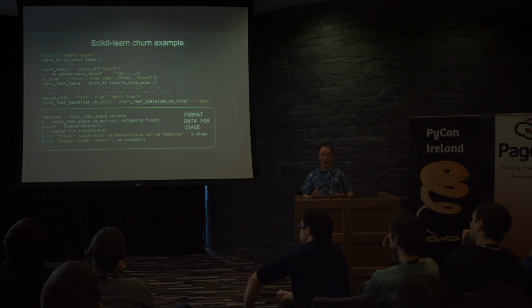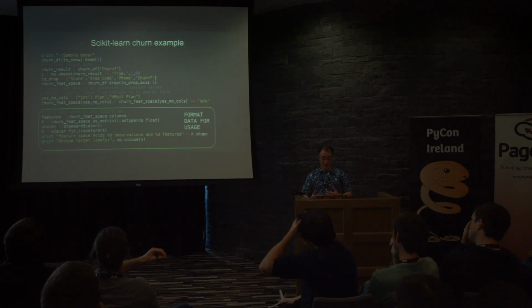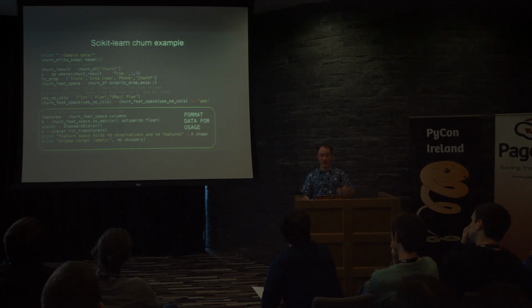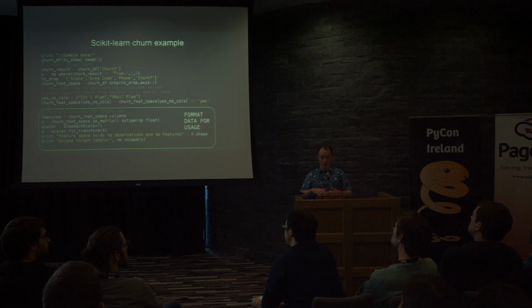And then basically looking at the feature space and transforming that, looking at how many observations I have and how many different features. So the observations are basically each customer record, and the features are basically if I have an international plan, how much I spent. Each of those is just one of the columns really.